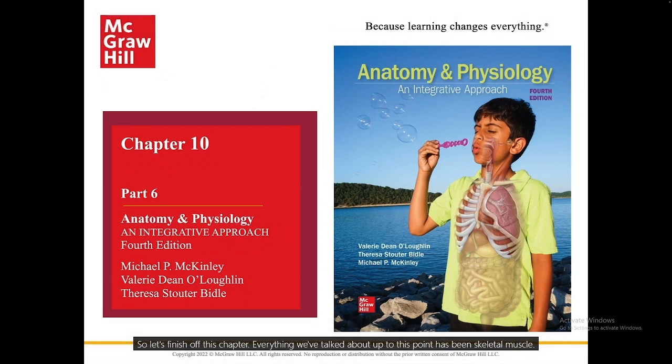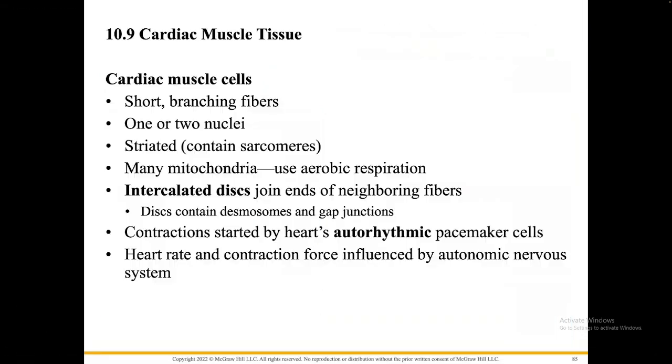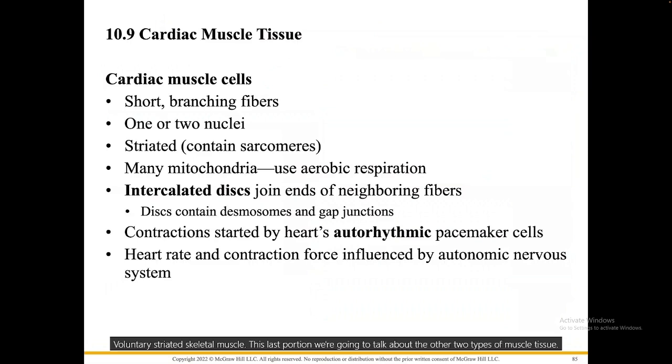All right, so let's finish off this chapter. Everything we've talked about up to this point has been skeletal muscle, voluntary skeletal muscle, or the complete name, voluntary striated skeletal muscle. This last portion, we're going to talk about the other two types of muscle tissue.